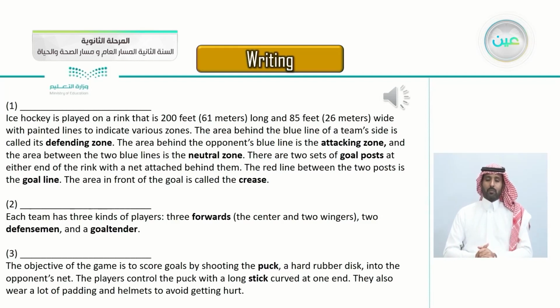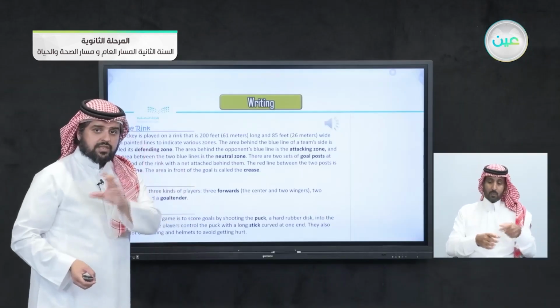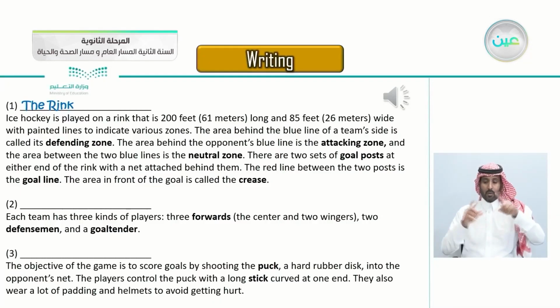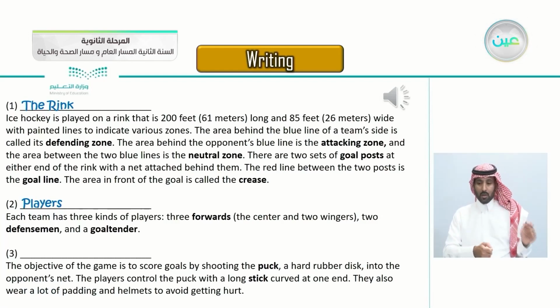So the first 3 parts of the article. Number 1, what's the correct heading here from the box? So let's see the answer here. It's the rink, because it's talking about the rink and each position in the rink. What is it called? Number 2 is the players, because it's talking about players. How many are there, and what are they called? There are 3 forwards, 2 defensemen, and a goaltender.